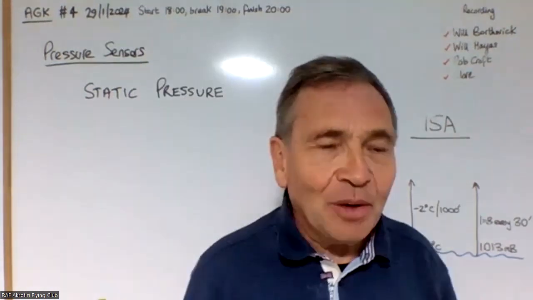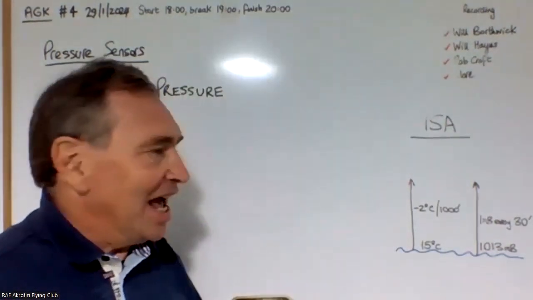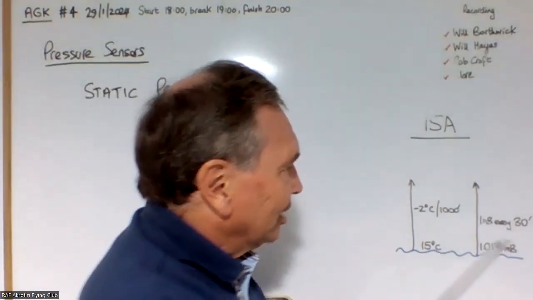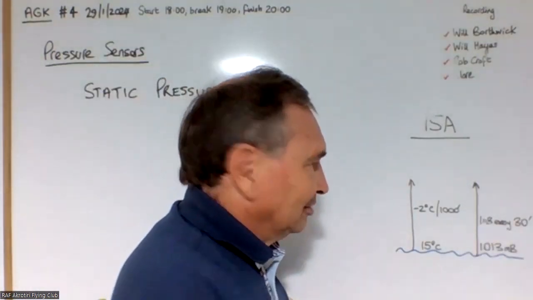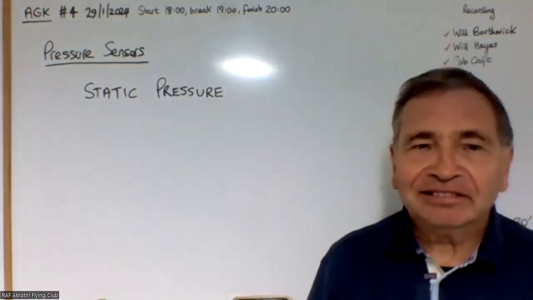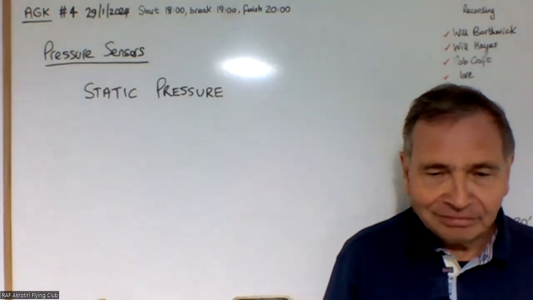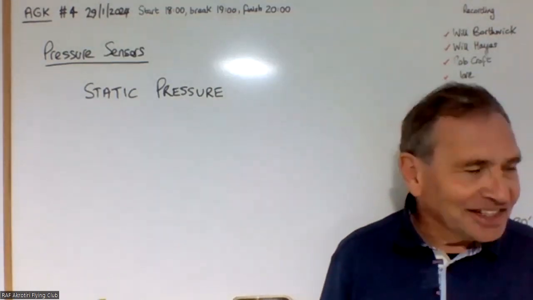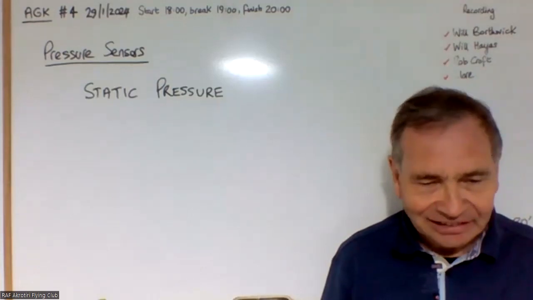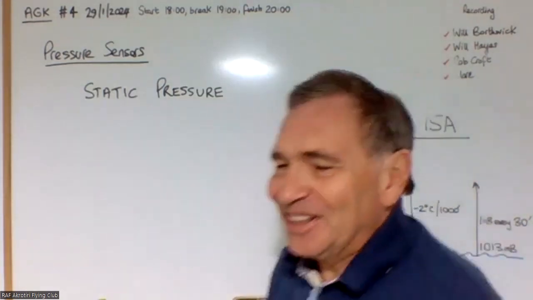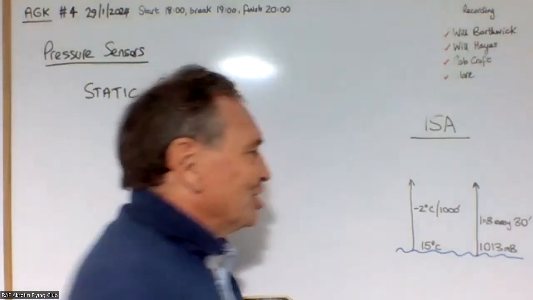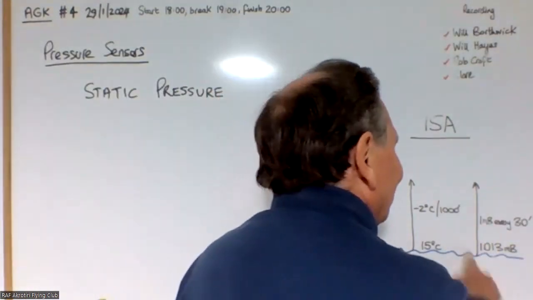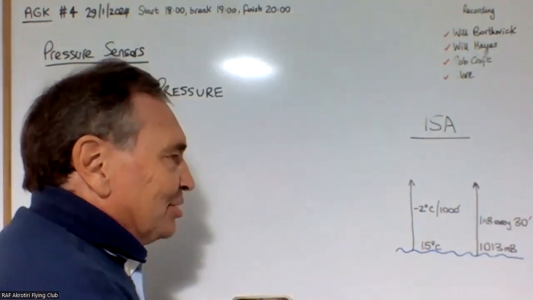Height. So as you go up, as you ascend in the air, the pressure reduces, doesn't it? By how much does it reduce, Claire? 1 millibar per 30 foot. And what does it start off at in ISA? 1013. Well done. So the pressure reduces by 1 millibar every 30 foot, and it starts off at sea level at 1013.